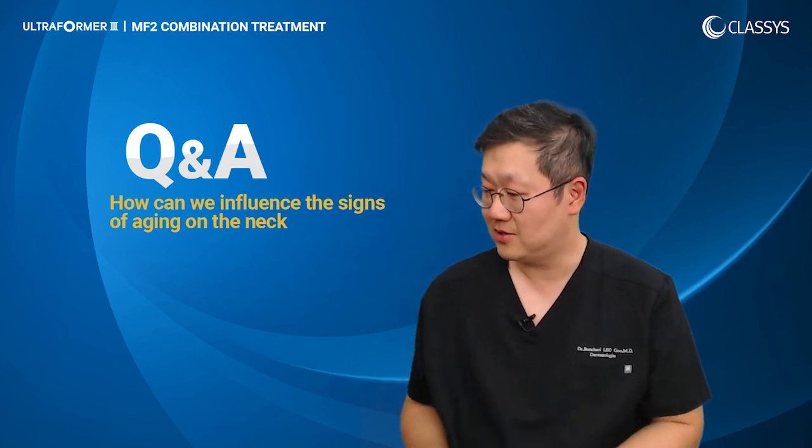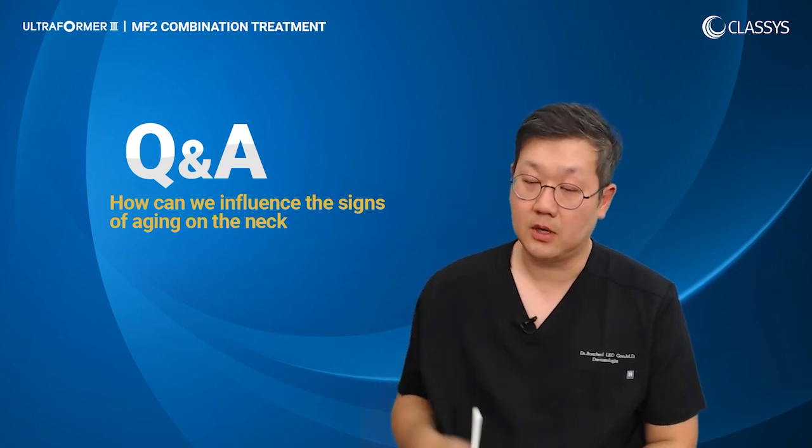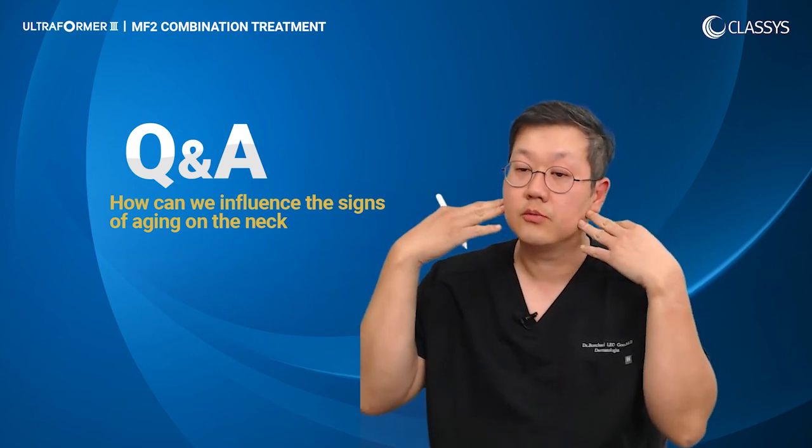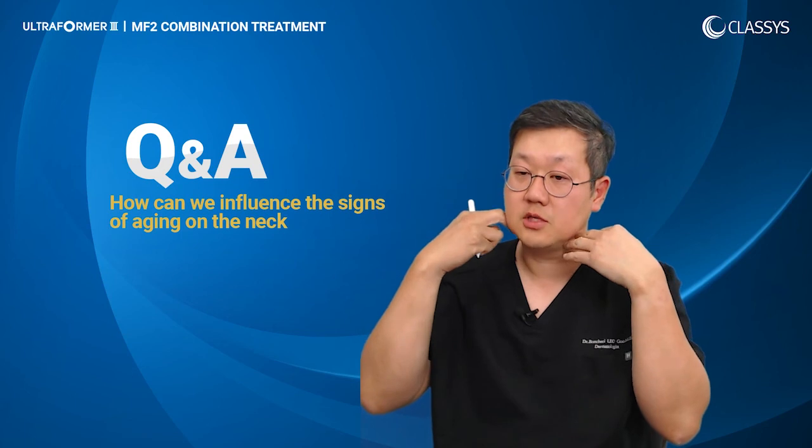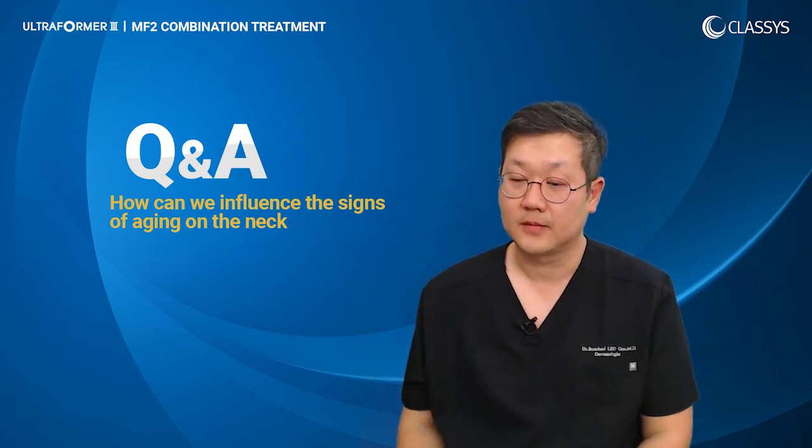Oh, the last question we have: does the 4.5 cartridge act on the adipose tissue or on the SMAS? Not here. Maybe you can use it here, and for the extension of this masseter muscle here, maybe you can use it.